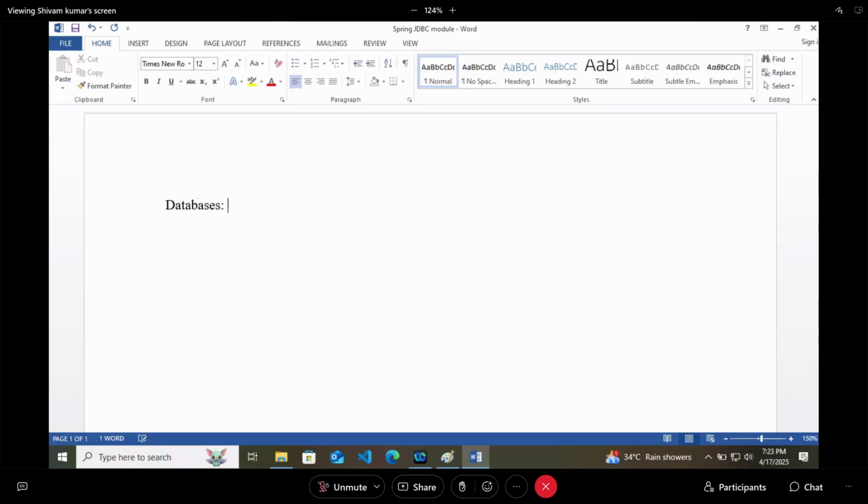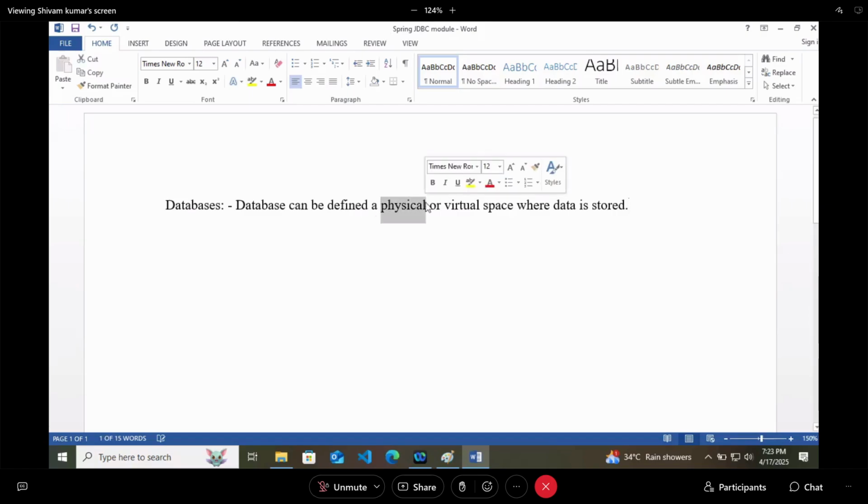Databases. A database can be defined as a physical or virtual space where data is stored. This is the real definition: your database can be a physical database as well as a virtual database.